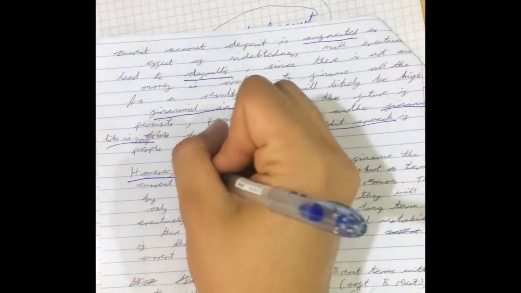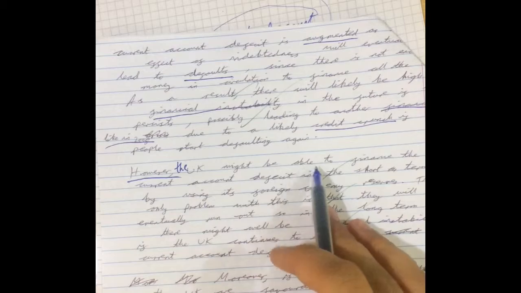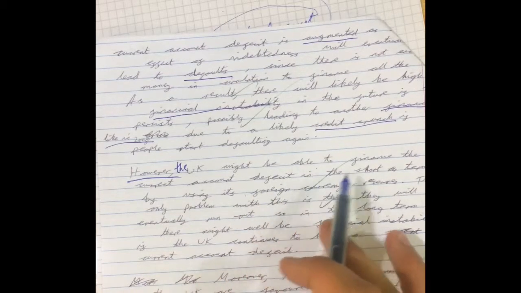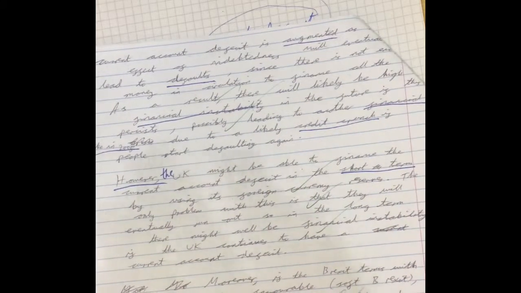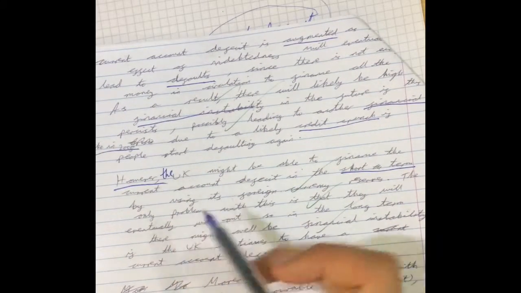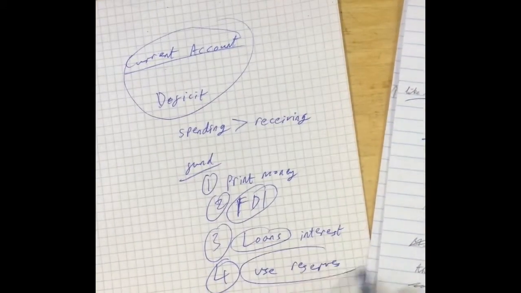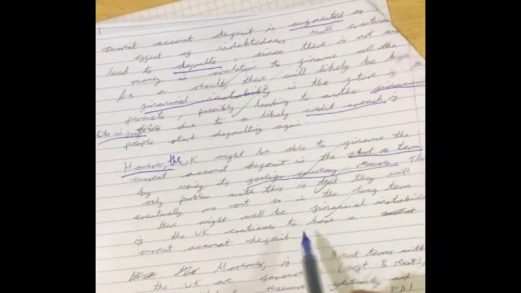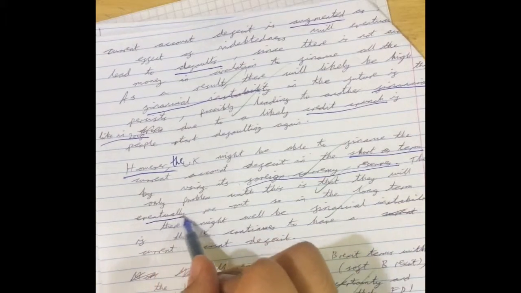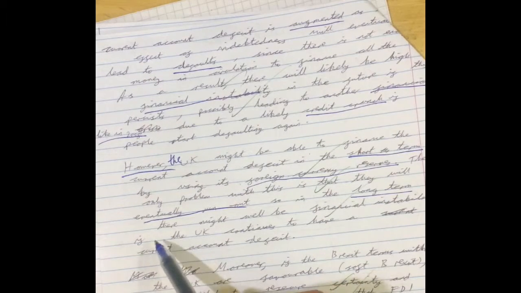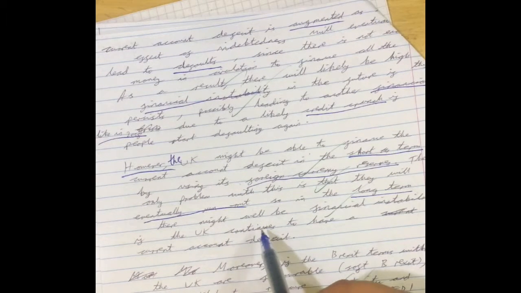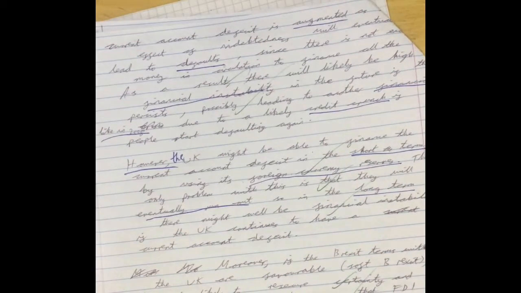The UK, I need to work on my grammar, the UK might be able to finance the current account deficit in the short term, long term, common evaluation points, by using its foreign currency reserves. See, that was another way to finance the deficit. The only problem with this is that they will eventually run out. So in the long term, short term, long term, there might well be financial instability if the UK continues to have a current account deficit.